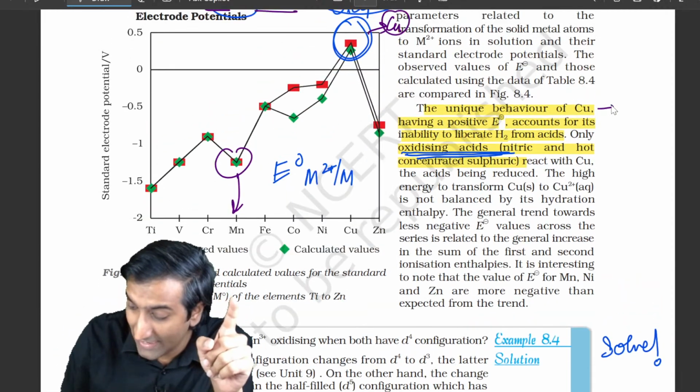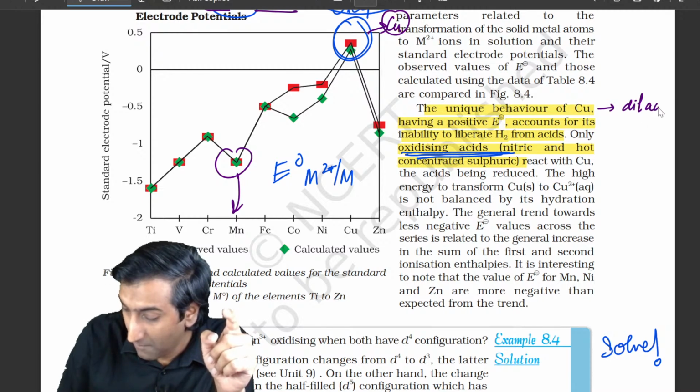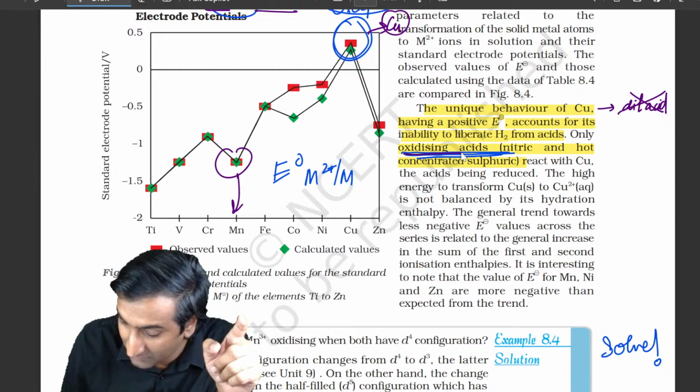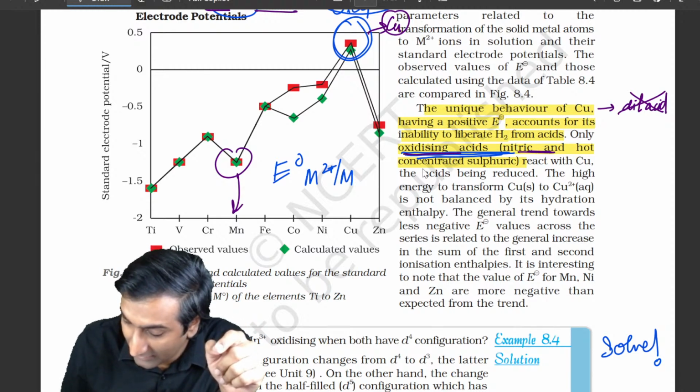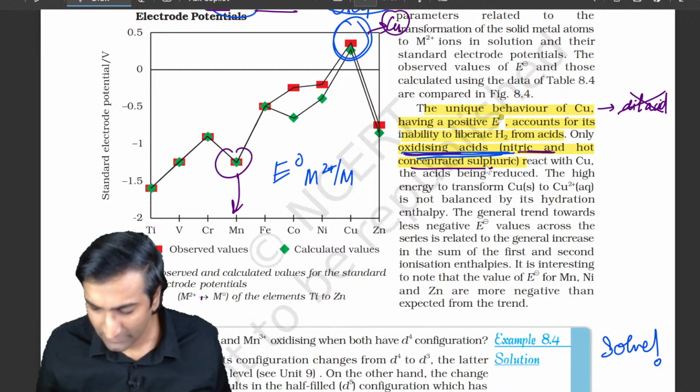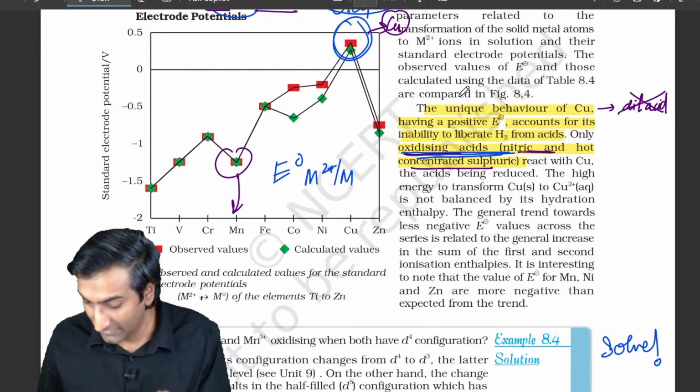Copper में it does not react with dilute acid, right? But oxidizing acids के साथ एक काम करता है. Oxidizing acids मतलब कि stuff like nitric and hot concentrated sulfuric acid. मतलब there's a redox reaction happening over there. Okay, cool. I know दूसरे में redox था, but this makes it happen.